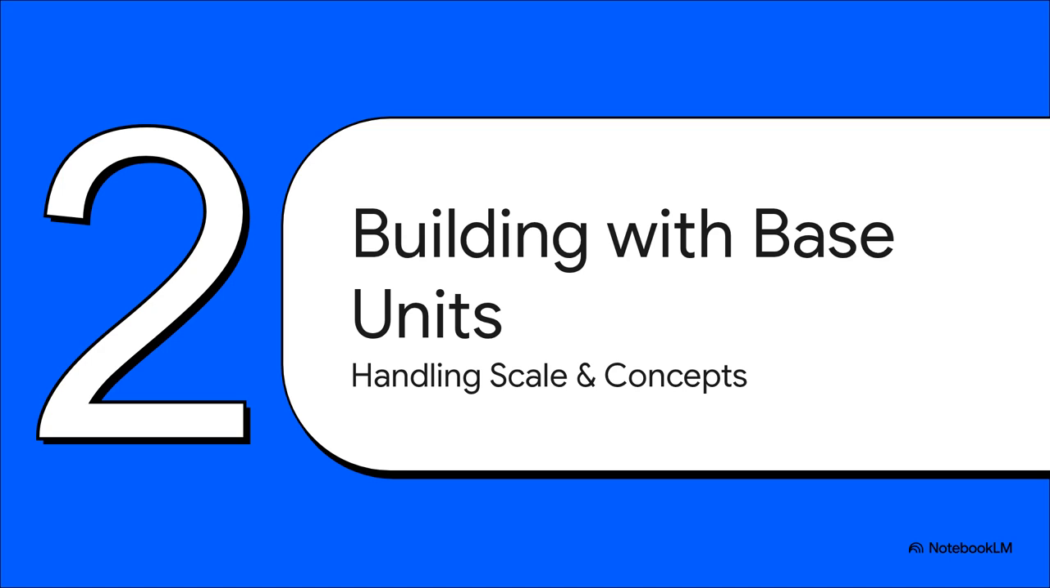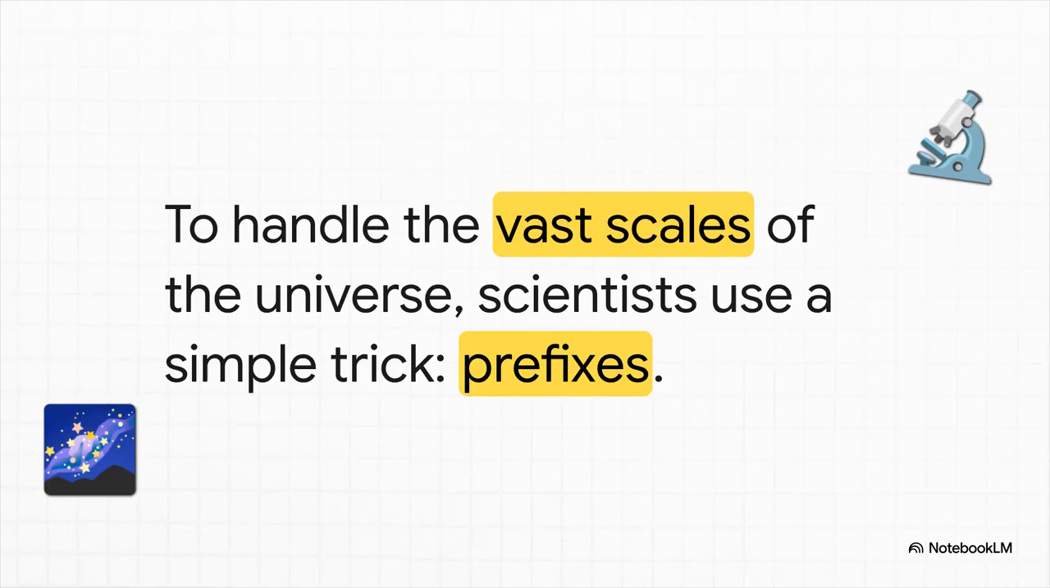Okay, so we have our alphabet of 7 base units. Now the fun begins. How do we actually use them to write the entire language of physics? How do we handle those ridiculously huge and tiny numbers we saw earlier? And how do we build new ideas out of these simple blocks? So remember that slide with all the crazy numbers? Writing those out every single time would be a total nightmare.